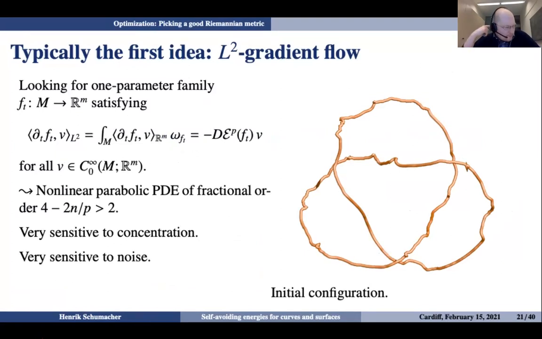Well, usually when you have a discrete or also a smooth energy that you want to minimize, you just try to run the L2 gradient flow. That's the standard thing. You compute the differential of the energy with respect to the surface and test it against other functions, and then you can say how the time derivative of the surface should behave. But what you end up with is a nonlinear, non-local parabolic partial differential equation. It also has fractional order, somewhere between 3 and 4 typically, or between 2 and 4, but mostly it's already greater than 3.